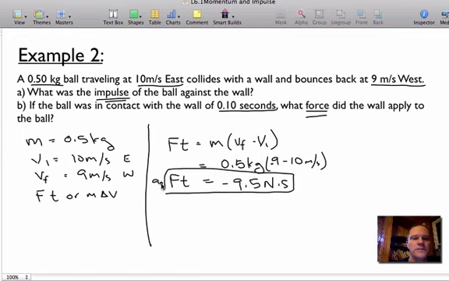So there's part A. For part B, we'll look at if the ball was in contact with the wall for 0.1 seconds. We're looking for the force. So here, time now is 0.10 seconds. We want to know the force. I'm going to let you see if you can come up with a force and see what you get.